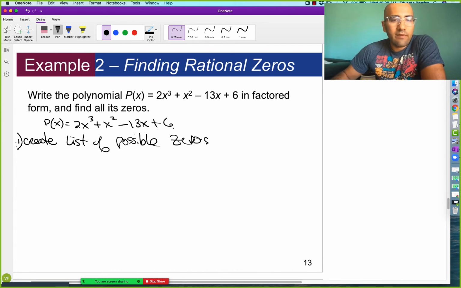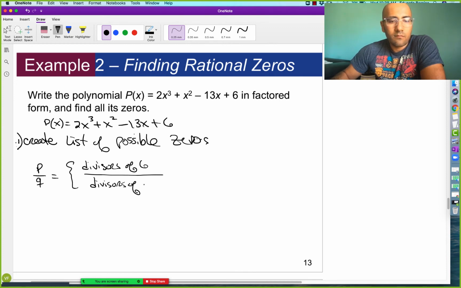So it's going to be all the divisors of the 6. The list, p over q, is going to have divisors of 6 divided by divisors of 2. All the things that divide 6 are plus or minus 1, plus or minus 2, plus or minus 3, plus or minus 6. Those are all the divisors of 6, divided by all the divisors of 2, which is plus or minus 1 and plus or minus 2.